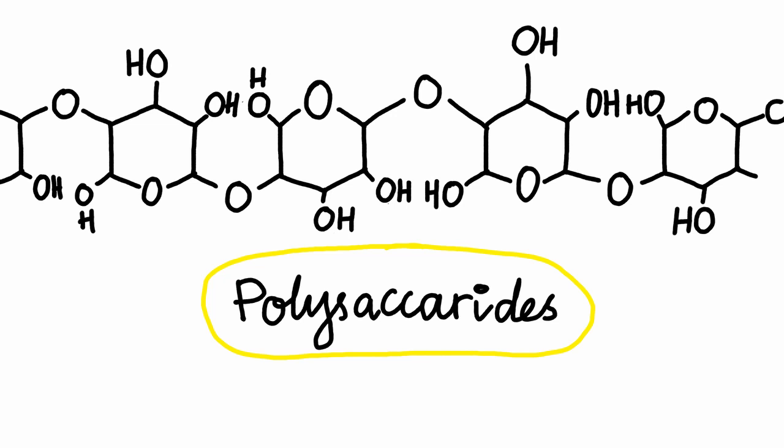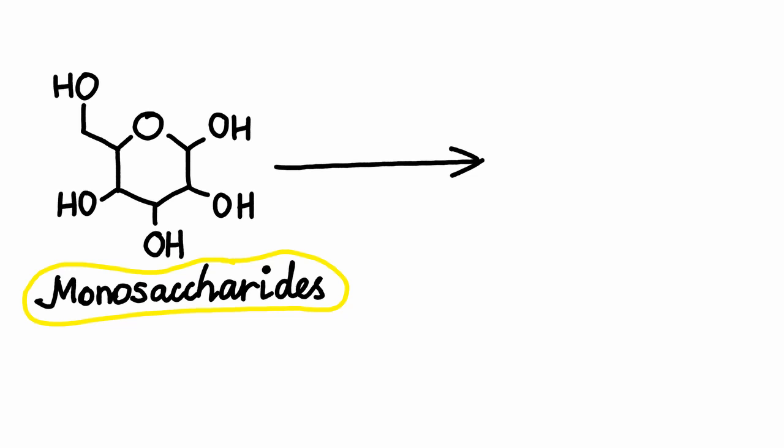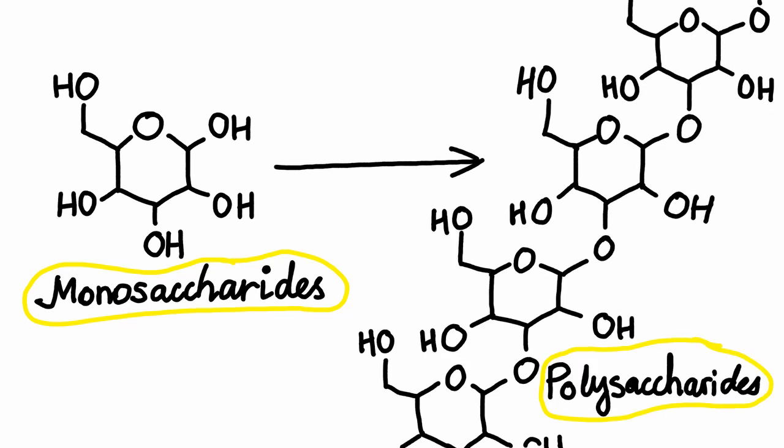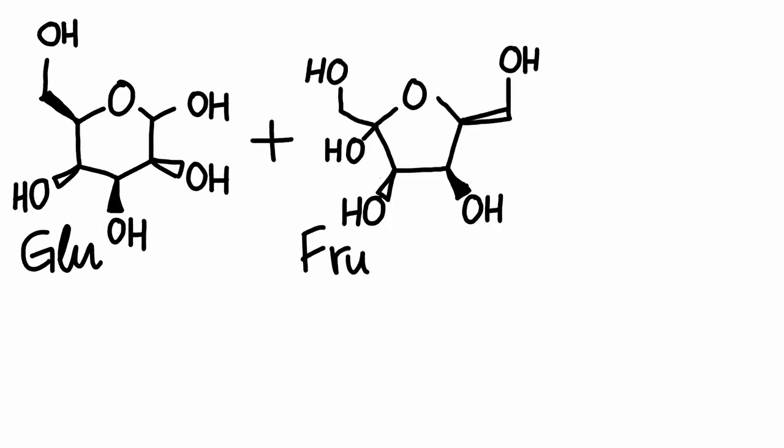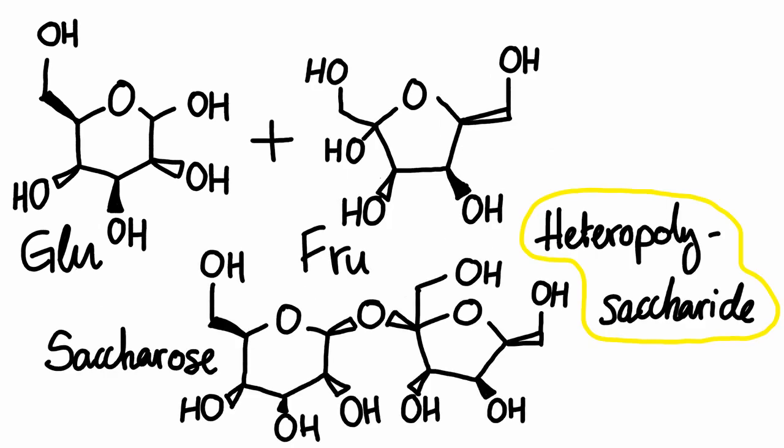Let us look at the multi-unit compounds made from monosaccharides, the polysaccharides. These are usually simple polymers of the monosaccharides. If they are made of just one type of monosaccharide, then they are called homopolysaccharides. But if they are made of multiple different kinds of monosaccharides, then they are called heteropolysaccharides. They are chains of monosaccharides that still have the many hydroxyl groups.